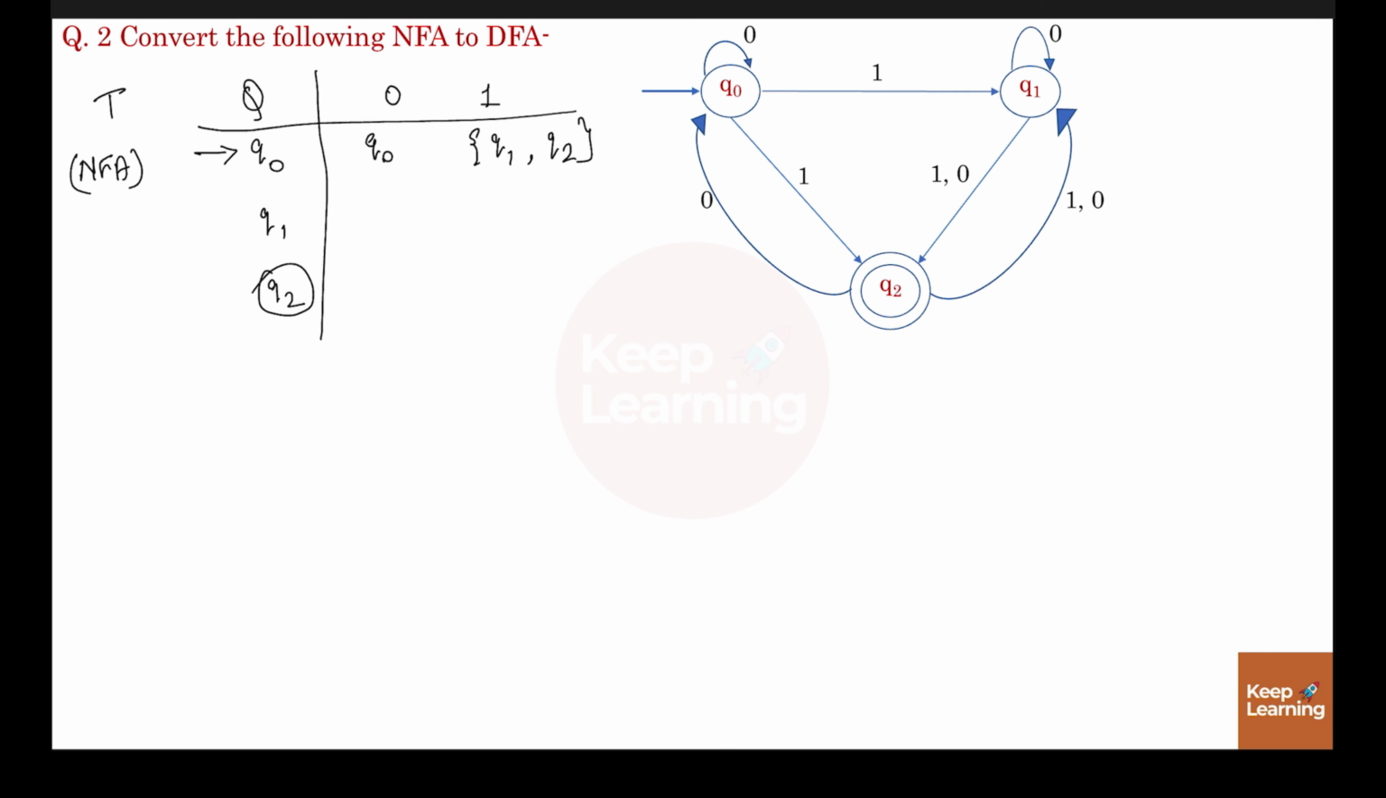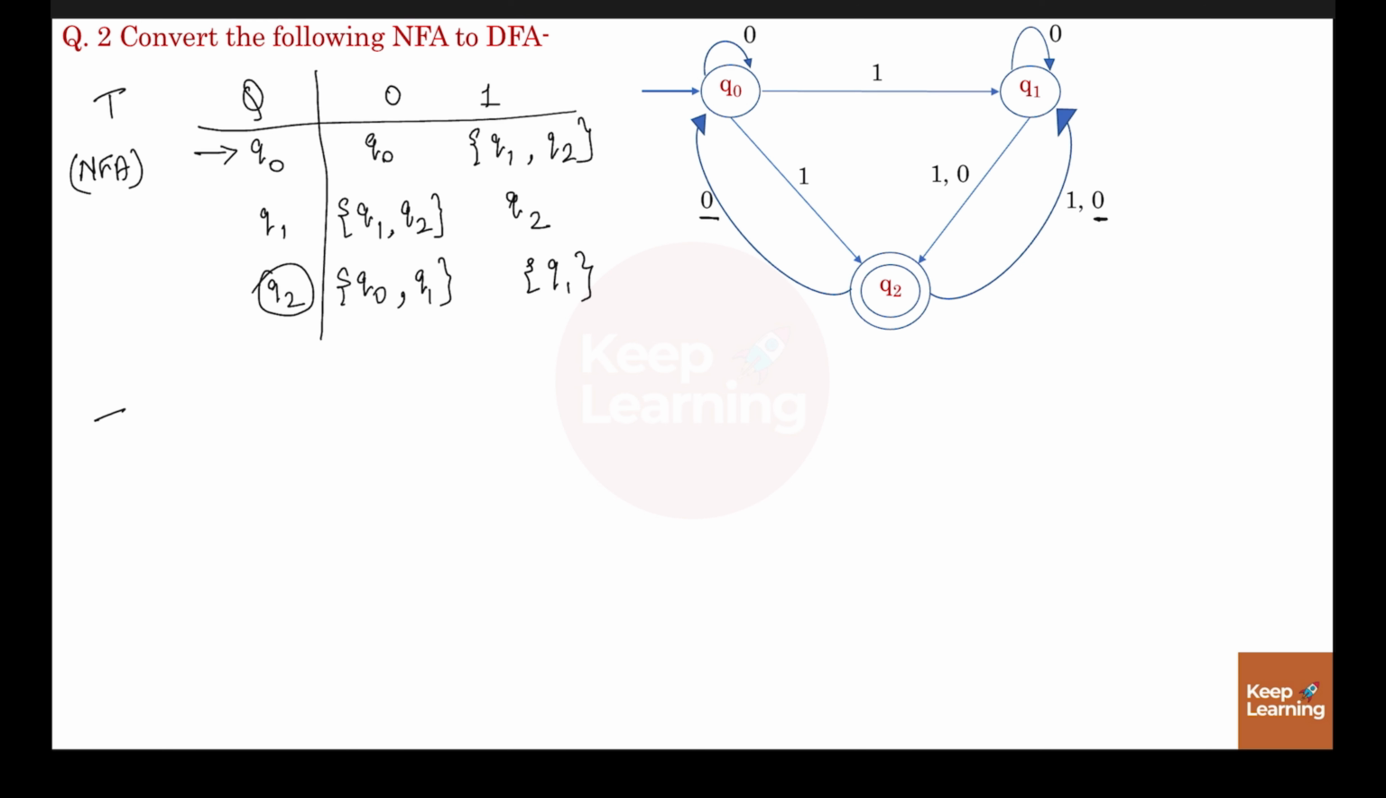From q1, by taking 0 you can reach either q1 or q2. By taking 1 you can reach q2. From q2, by taking 0 you are reaching q0 or q1, and by taking 1 you are reaching q1 only.